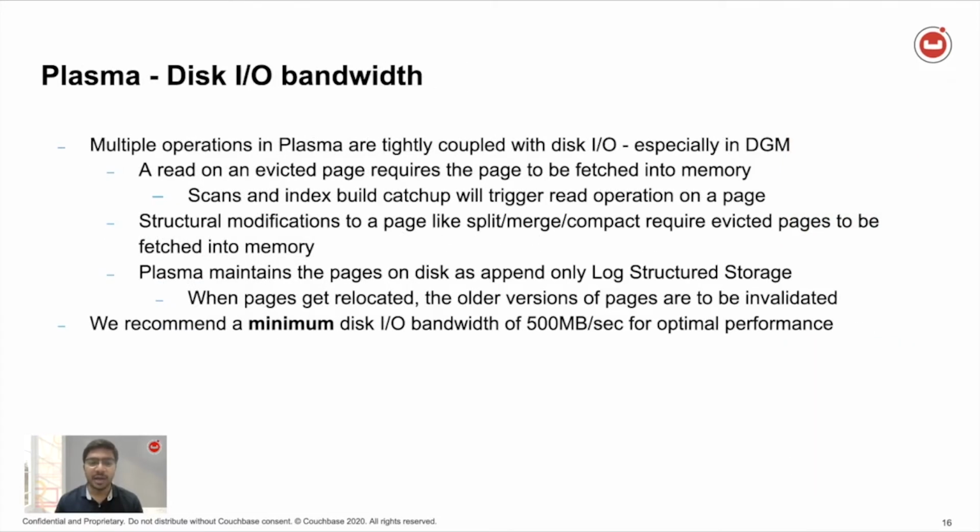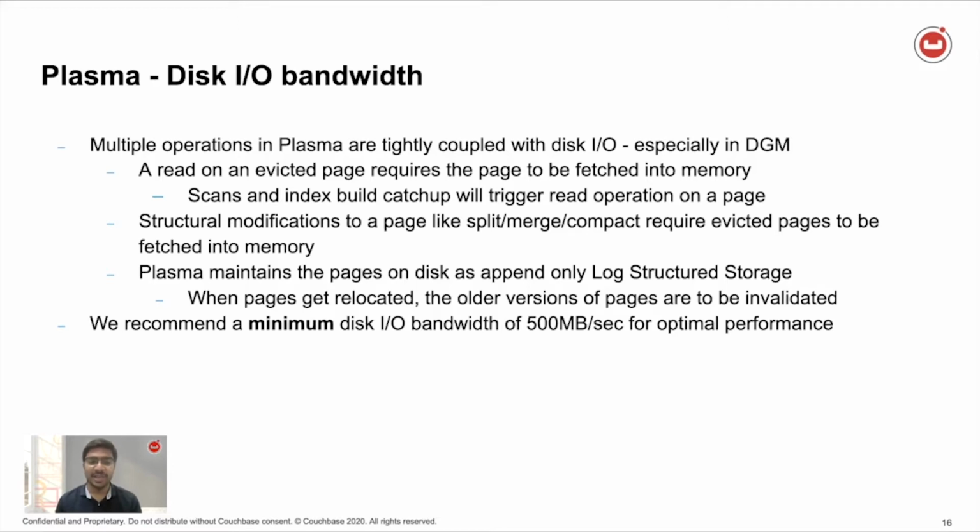Coming to disk IO bandwidth, multiple operations in Plasma storage engine are tightly coupled with the disk IO bandwidth, especially when the indexes are in DGM scenario. A read on an evicted Plasma page requires the page to be fetched into memory, and this incurs both read and write bandwidth. Write bandwidth is incurred because when a page is fetched into memory, existing pages in memory will be evicted to disk. Index scans and index build catch-up will trigger read operation on a page.